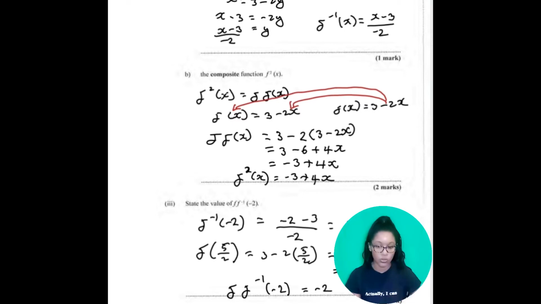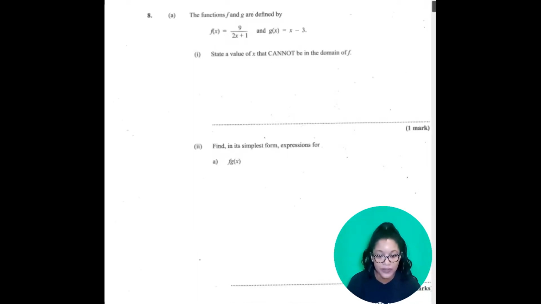Next question, June 2019. The functions f and g are defined by f of x is equal to 9 all over 2x plus 1 and g of x is equal to x minus 3. State the value of x that cannot be in the domain of f. So we see that f of x is a fraction, so the denominator cannot be 0.